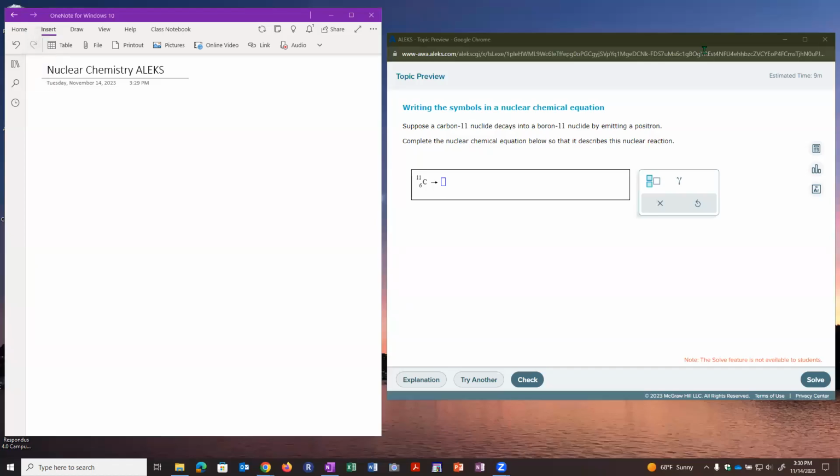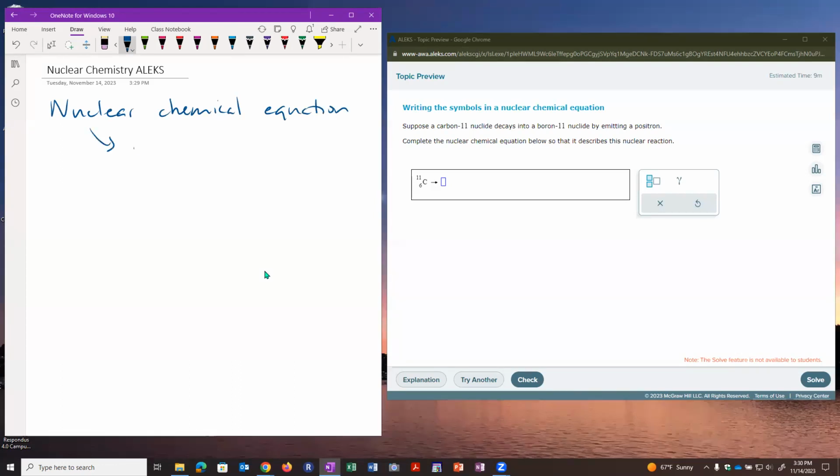All right, so in this video, we're going to take a look at some of the nuclear chemistry topics. And in the first one, we're looking at writing the symbols in a nuclear chemical equation. In contrast to normal chemical equations, nuclear chemical equations tend to be a little bit simpler, because all we really need to do is make sure the numbers match up on both sides of the equation, right? So these are referred to as nuclear equations, again, to distinguish them from quote unquote normal chemical equations.